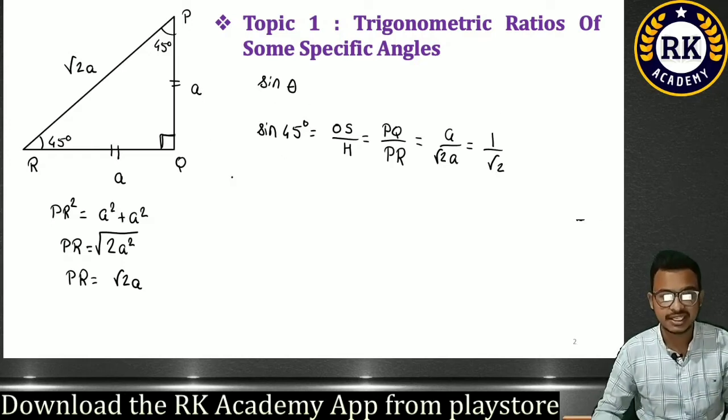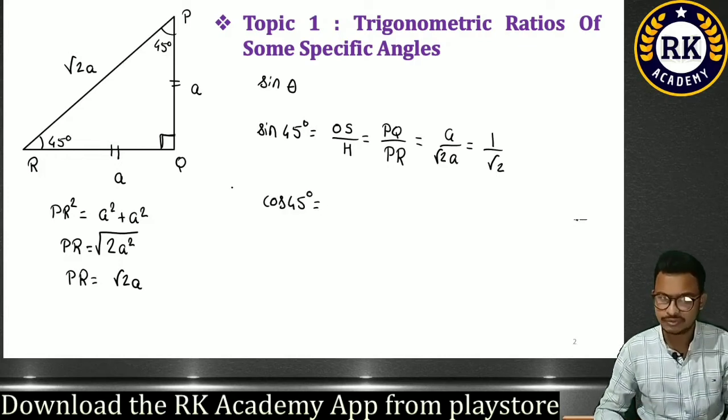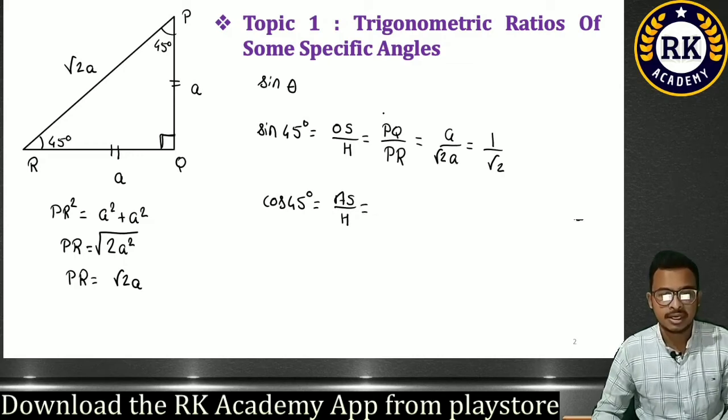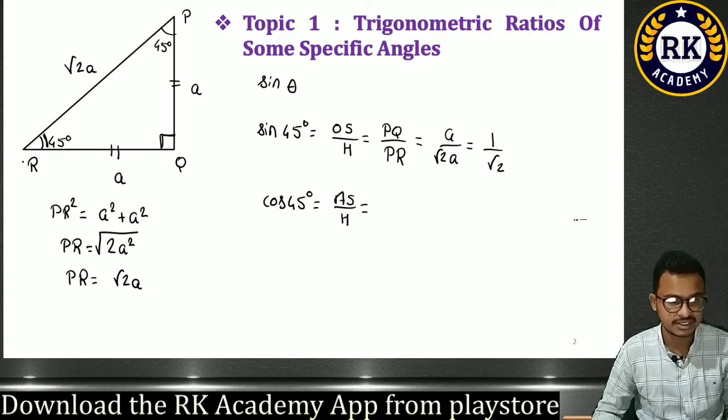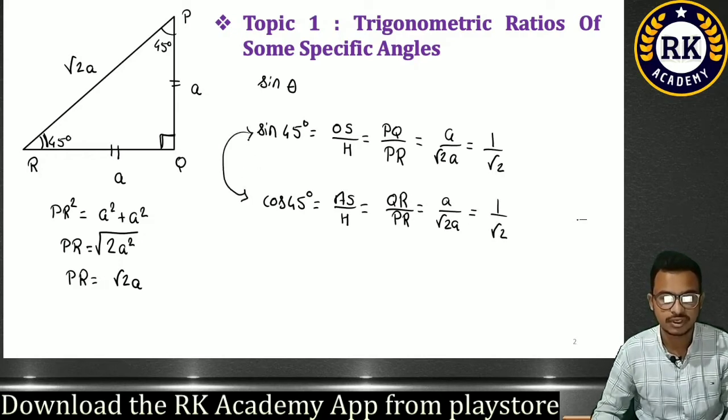In the similar sense, can we find it for cos 45? Now for cos 45, think again. It will be adjacent side upon hypotenuse. Now this is my 45 angle, and the adjacent side is QR. The hypotenuse is the same, PR. And I'll get again A upon root 2 A. So it is 1 by root 2. One interesting thing I found is that sin 45 and cos 45 have the same value. This is now a specific value. So I have got this ratio and the value of this trig.